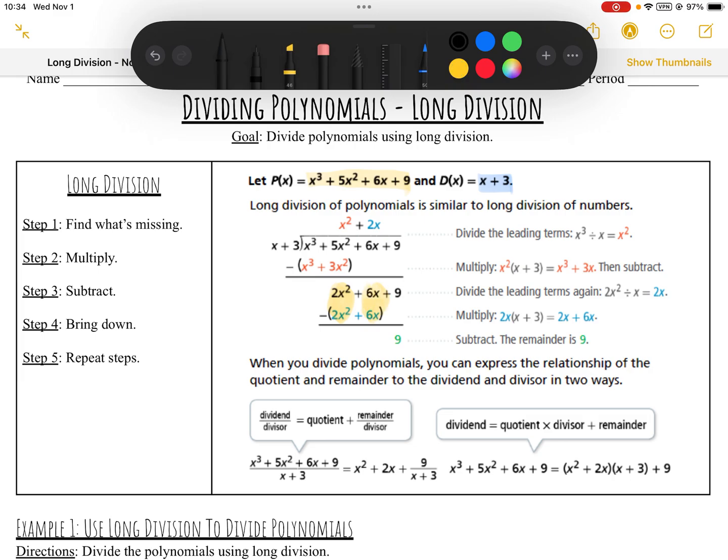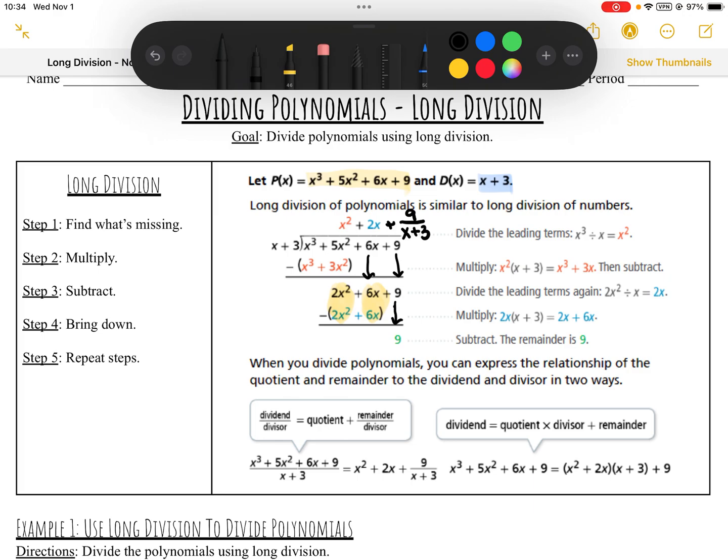And then I will bring down my next number. I already brought down that 6 before, so I'm bringing down this last number, 9. When I bring down 9, I have nothing else to divide by, so that is going to become my remainder. Whenever I write my remainder, since it's a positive 9, I'm going to write plus 9 over what I'm dividing by, so x plus 3. So my quotient when I divide is x squared plus 2x plus 9 over x plus 3.